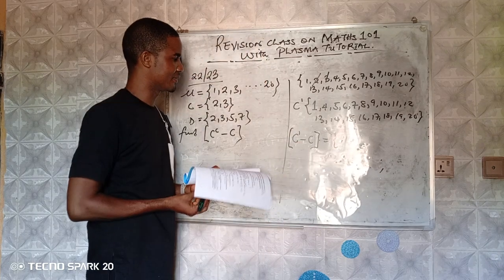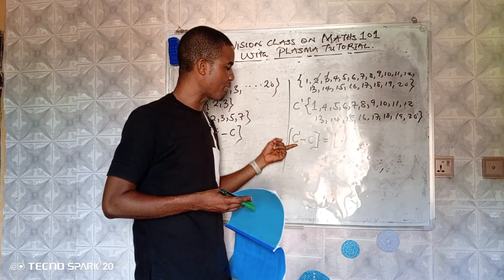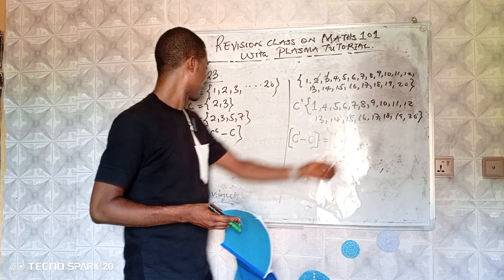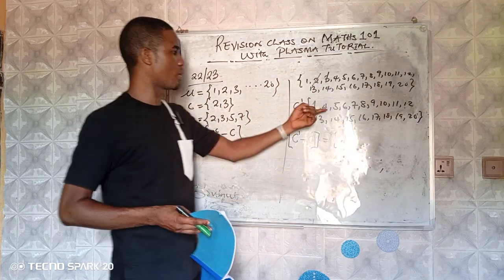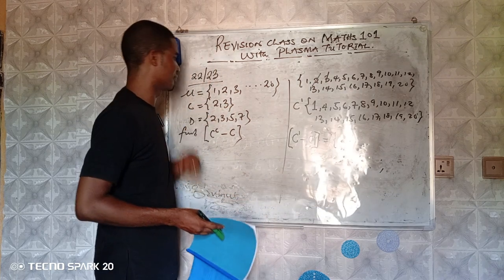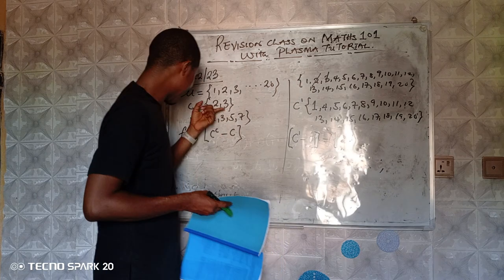Now, in this case, this is my C complement. Elements that belong to the C complement, but they are not in C itself. So look at C complement now. Look at C. Elements that are here, but they are not here. If you observe, there is no element here that is here.